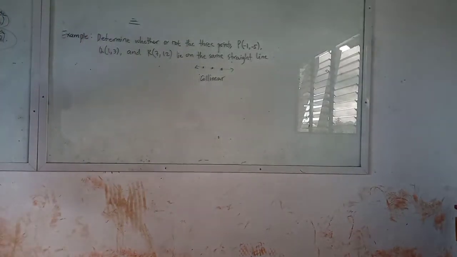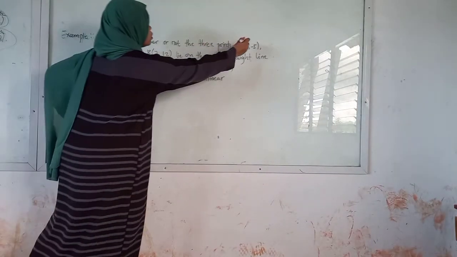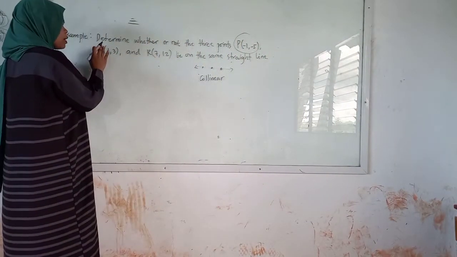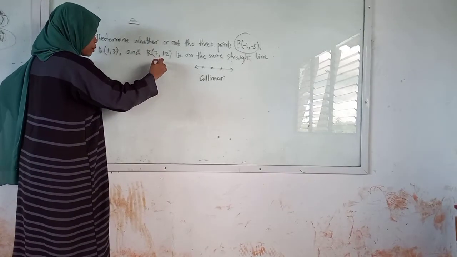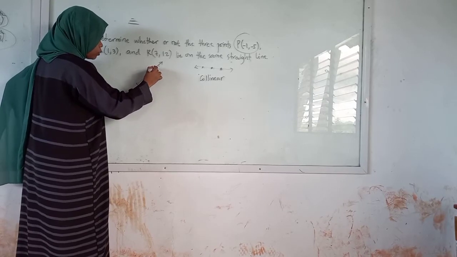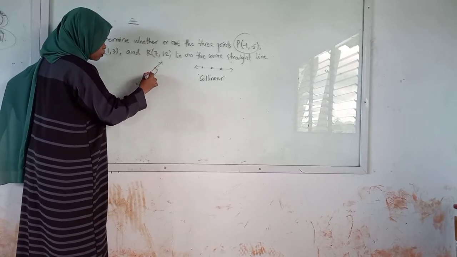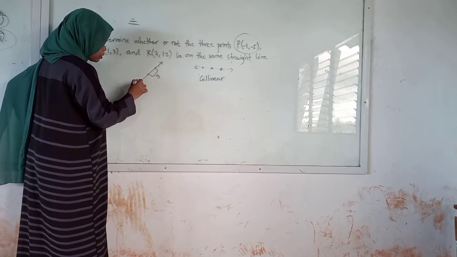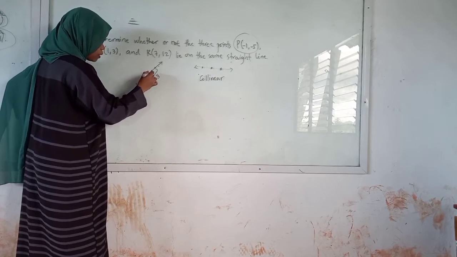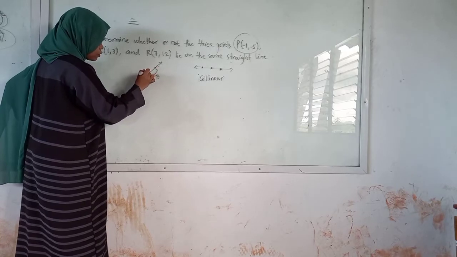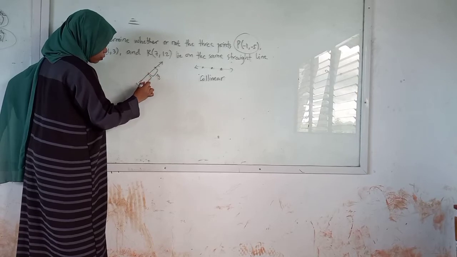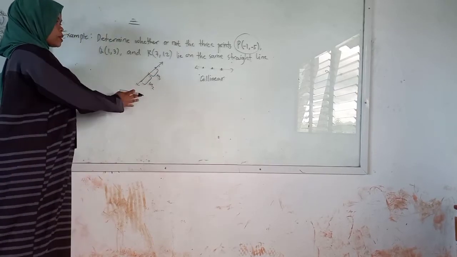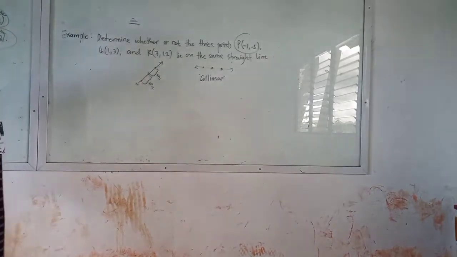We will use the slope formula again. We must show that the slope of PQ and the slope of QR are equal. If we have one straight line, the slope from this point to this point must be equal to the slope of this one. For example, they are on one line, so the slope of this pair of points must be equal to the slope of this other pair. If they are equal, it means they are on the same line.